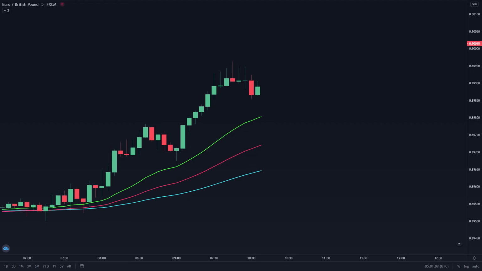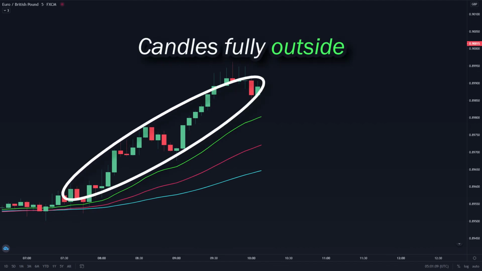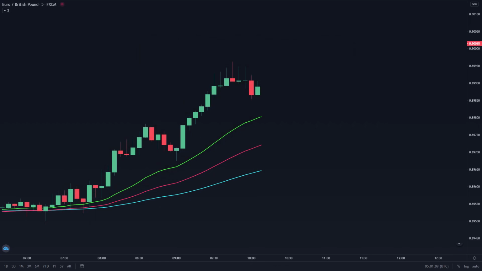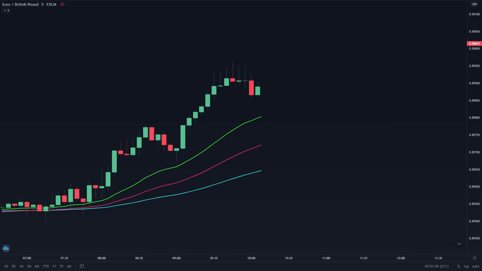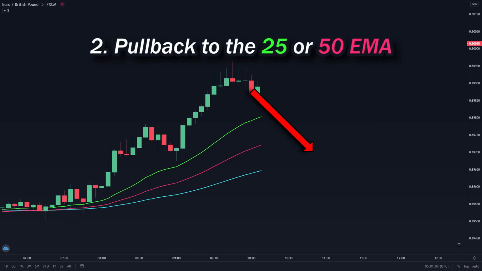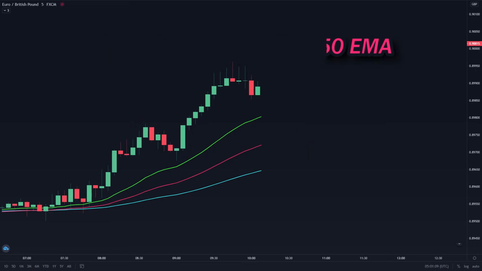The position of the candles are also important. You want to find a setup where the candles are fully outside of the 25 EMA like this. So, once you've identified the setup, the next step is finding our entry signal. Our entry signal will be when the price makes a pullback and closes below the 25 or 50 EMA. Let me show you what I mean.